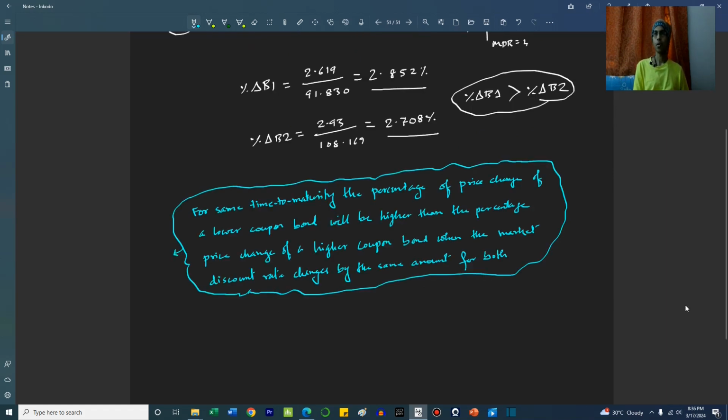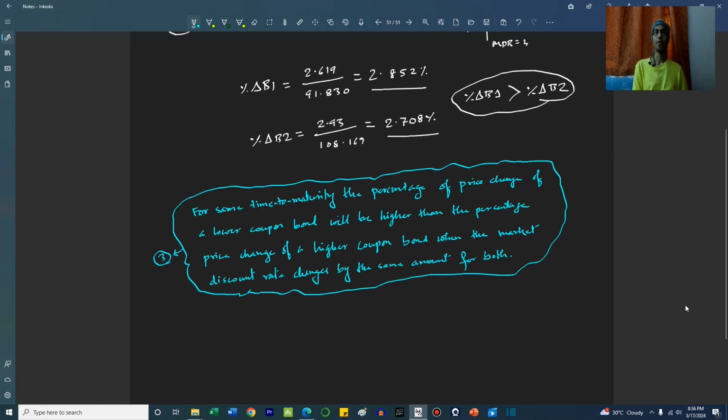This is postulate number 3. For the same time to maturity, the percentage price change of a lower coupon bond will be higher than the percentage price change of a higher coupon bond when the market discount rate changes by the same amount for both from an initial identical amount.